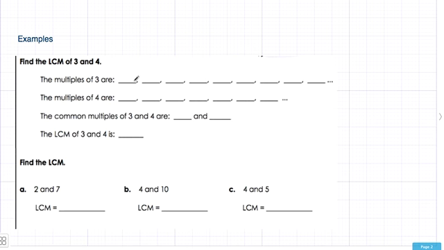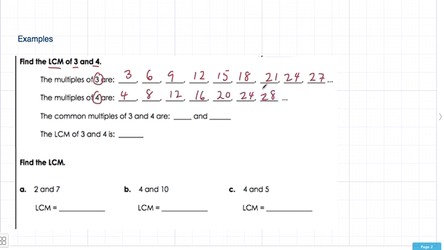So if we had another example here, this is on the worksheet. It says find the lowest common multiple of 3 and 4. Multiples of 3 are 3, 6, 9, 12, 15, 18, all of your times tables. And the multiples of 4 are 4, 8, 12, 16, 20, 24, 28. It asks us what are the common multiples. So look in both your lists for what's in common between them. The number 12 is the same. So is the number 24.